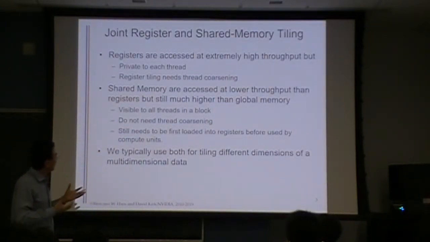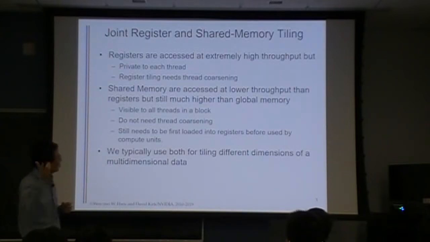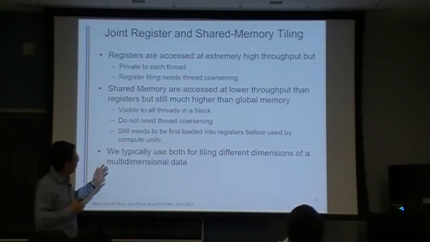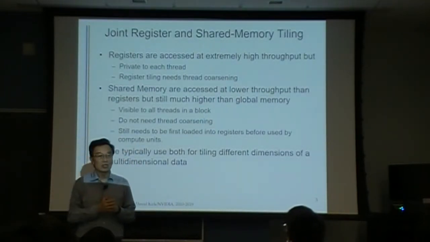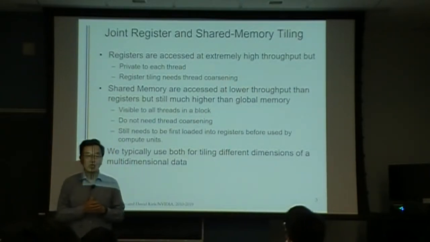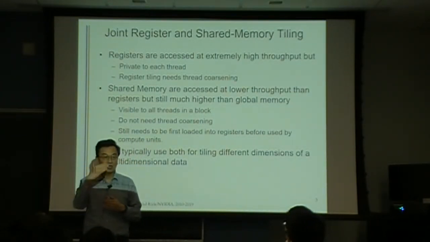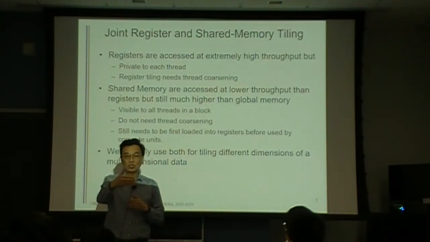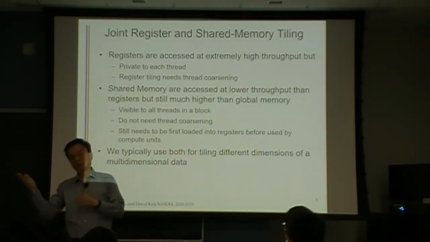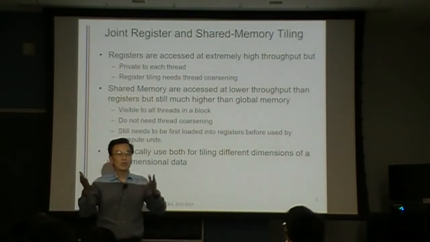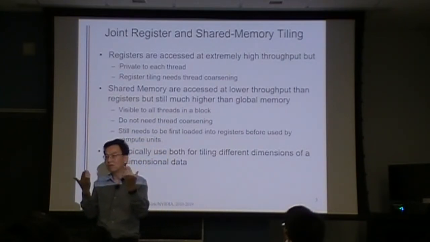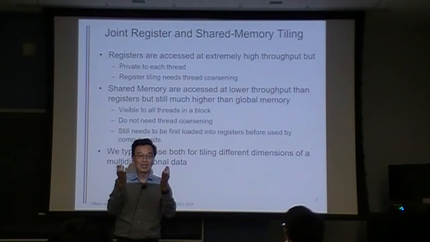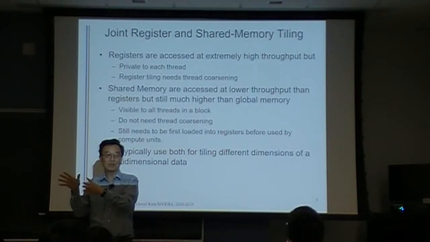But it still needs to be first loaded into registers, as I mentioned several times. So we typically use both for tiling different dimensions of a higher dimensional data structure. Oftentimes we will take one of the dimensions and tile it in the registers, and tile the other dimension in shared memory, so that we can combine the capacity of registers and shared memory to get more data into on-chip memory, rather than just putting all the pressure on shared memory, for example.